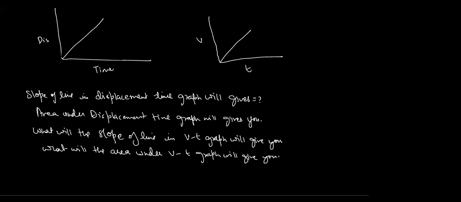Okay, slope of line, for instance, I can explain. Slope of line is simple. It means the y-axis divided by the x-axis.